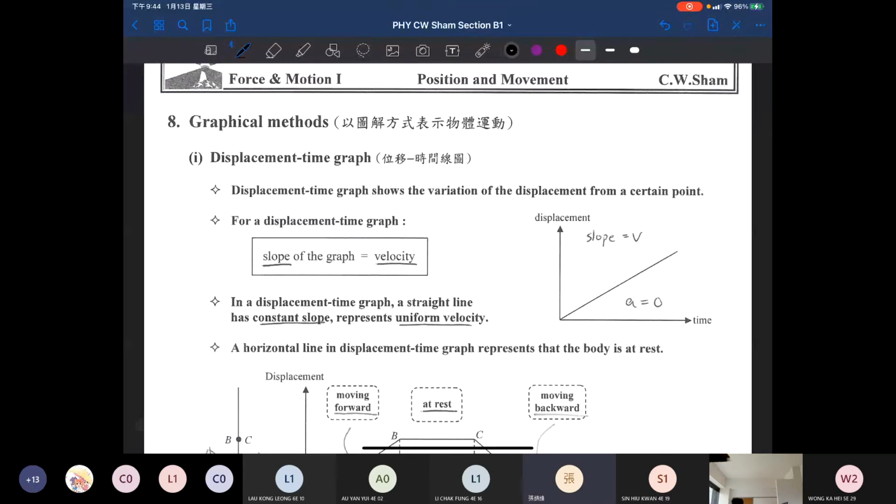So graphical methods, that is the most difficult part for the student to understand, because plotting the graph is difficult. So the displacement-time graph, which is showing the variation of displacement from a certain point. Okay. So actually how can it be plotted? Okay, so let's see.